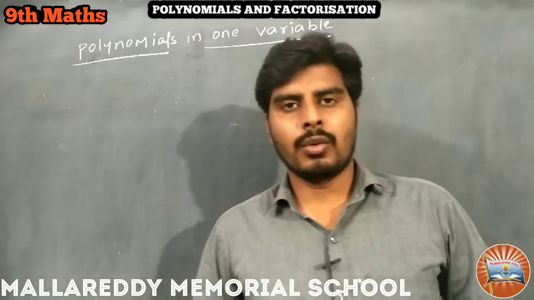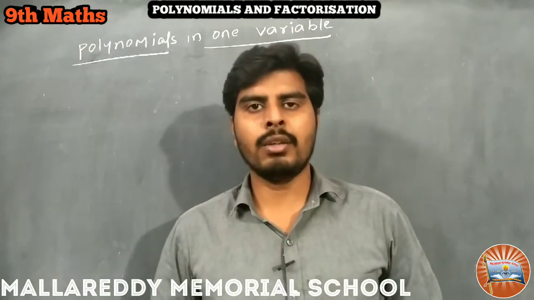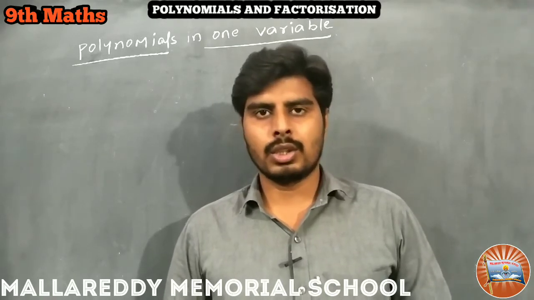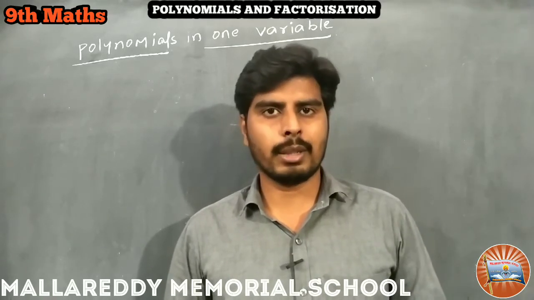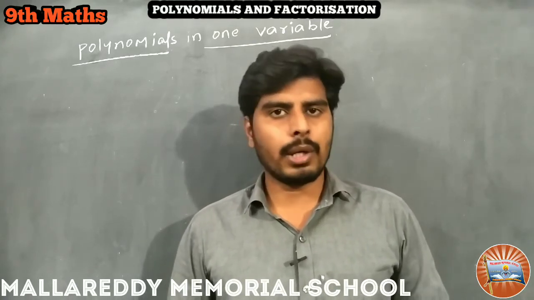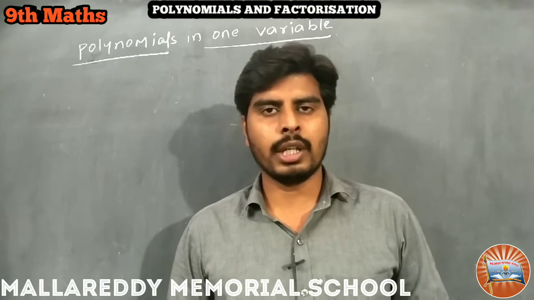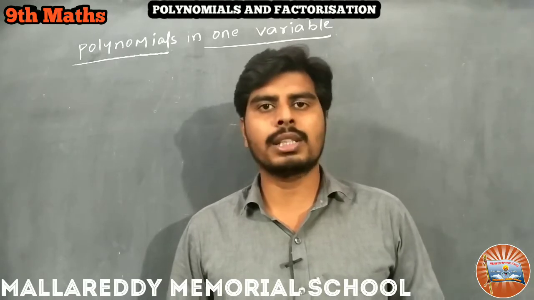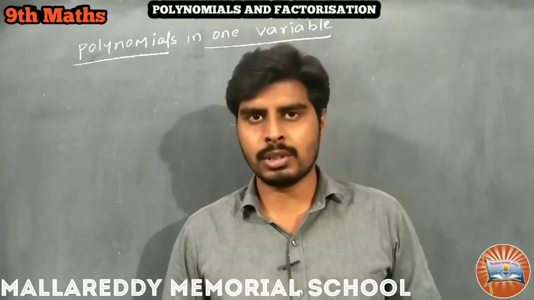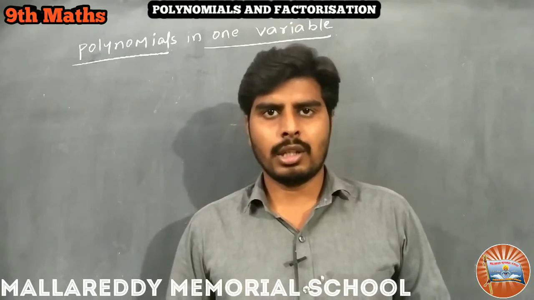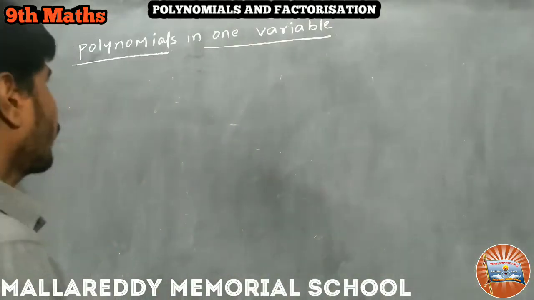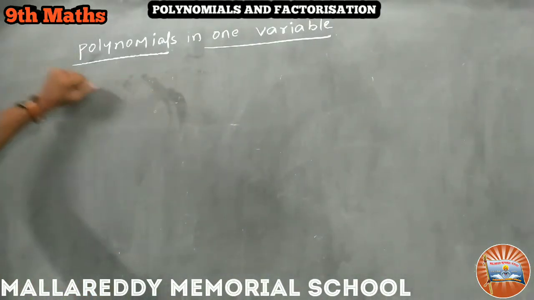Now we are going to discuss polynomials in one variable. Already we have seen many examples of polynomials. There may be one variable, two variables, three variables. In this section we discuss only polynomials in one variable. Our chapter belongs to polynomials in one variable, and we already discussed coefficients, terms and the remaining things. Now I am going to write some examples here.